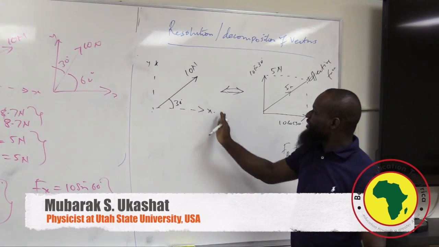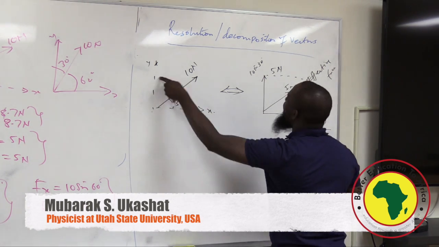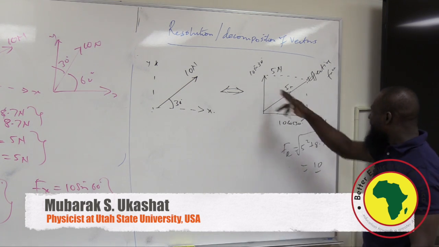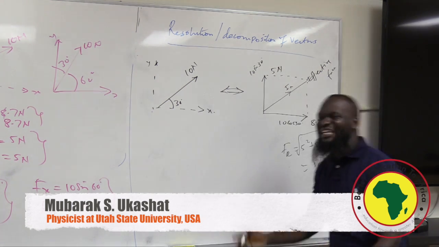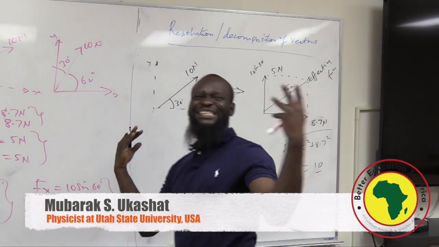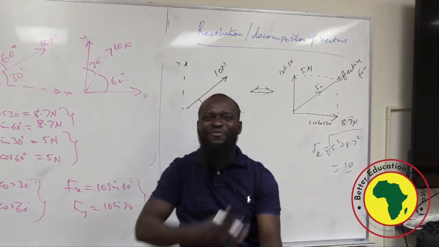So it is a decomposition. The vector is resolved or decomposed into the x and y components like this, and then you can recompose. You compose back from the x and y components to get back the single force that decomposed into that. So it is like killing a vector and resurrecting the vector. You can kill the vector into components, you can resurrect the vector back from its components.